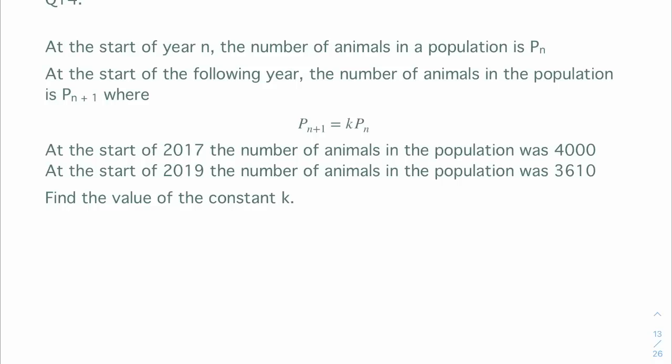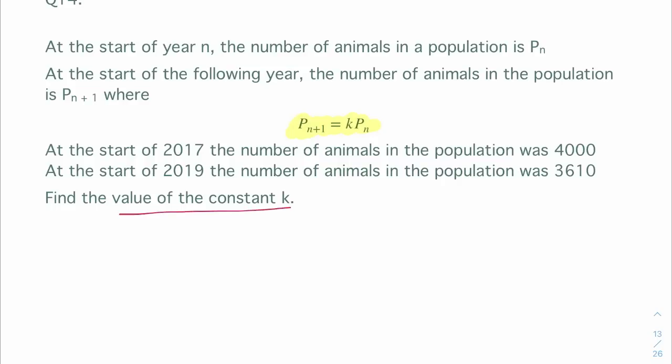Now it says at the start of the following year, the number of animals in the population is P with the n plus 1. It gives us our iteration formula. So P n plus 1 is equal to kPn. Now that just means to get the next number in the sequence, or the next year, we just do k multiplied by the current year. So we need to work out the value of k. It says find the value of the constant k.